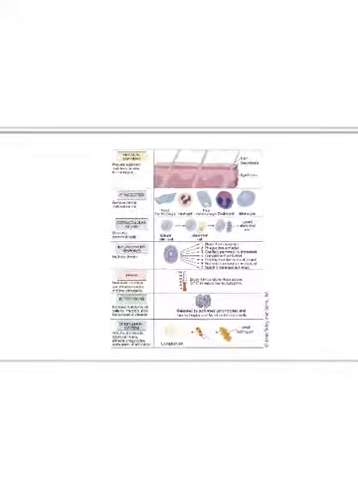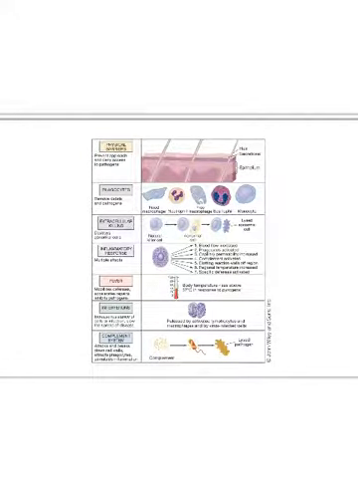Okay, so here is a chart. This is in the 10th edition, and it summarizes all of the parts of the non-specific or the innate immune system. So I like it. It's a good chart.